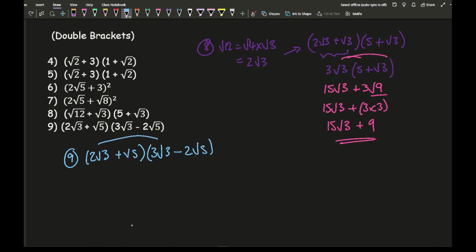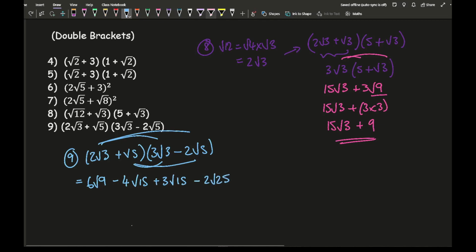So 2 root 3 times 3 root 3 is going to be 6 root 9, plus 2 root 3 times 2 multiplied by minus 2 root 5 is going to be minus 4 root 15. Then multiplying these two, I get 3 root 15, and then multiplying these, I'm going to get minus 2 root 25. Then looking at what I can simplify, well, I can simplify this.